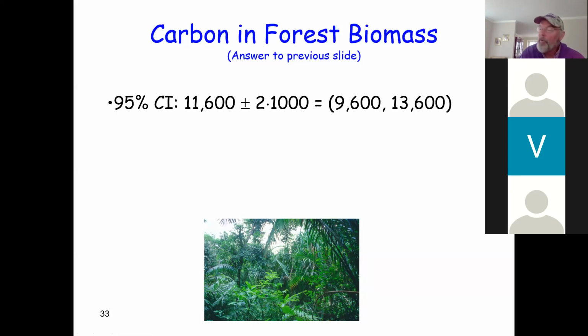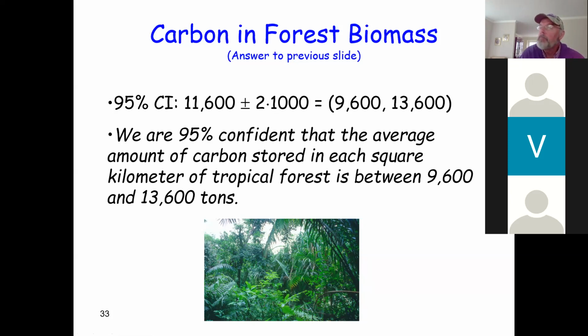And how do we interpret this? We are 95% confident that the average amount of carbon stored in each squared kilometer in these tropical forests is between 9,600 to 13,600 tons. Questions about that?